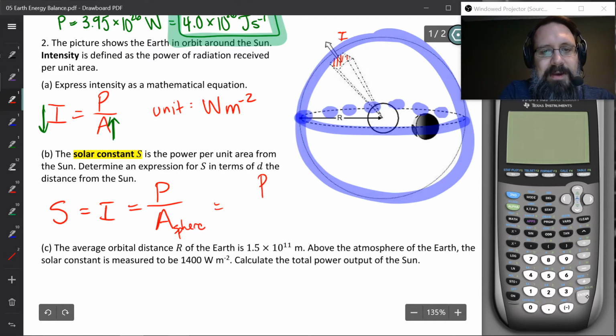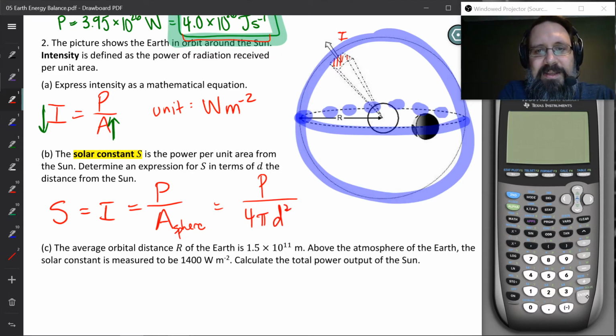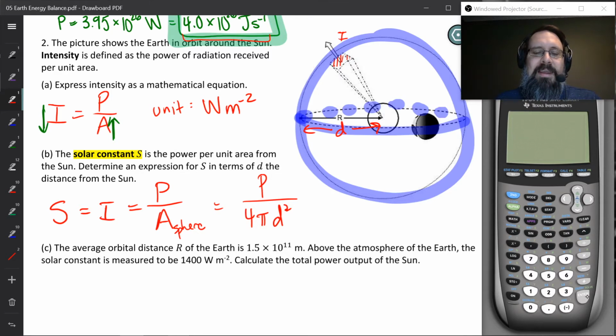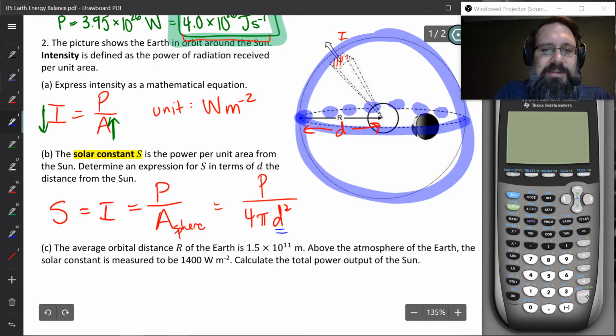We know the power is going to be P. We calculated the P up above, that number, 4 times 10 to the 26. And then the area of a sphere is just 4 pi D squared, where D is how far away you are from the sun. So in this case, the radius of the orbit would be our D. You can calculate the solar constant with this equation based on how far you are from the sun. And so once again, as your distance from the star increases, your solar constant is going to decrease.